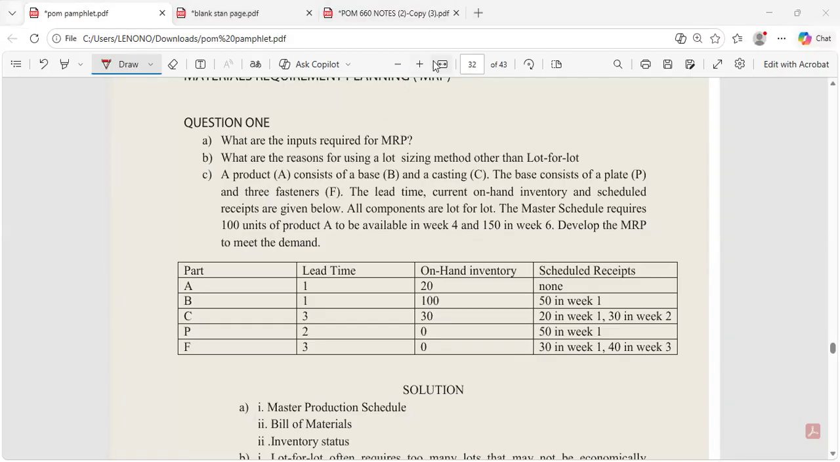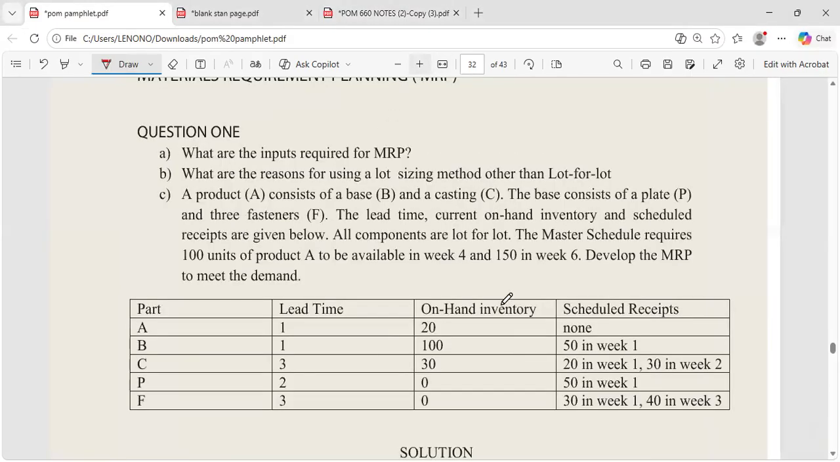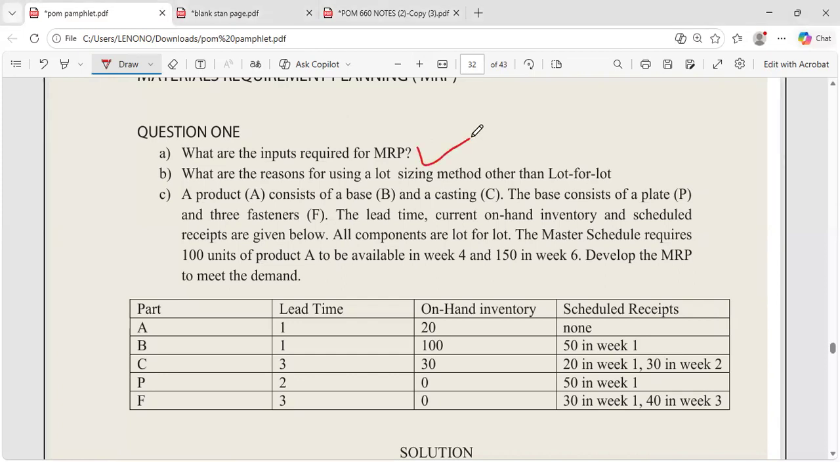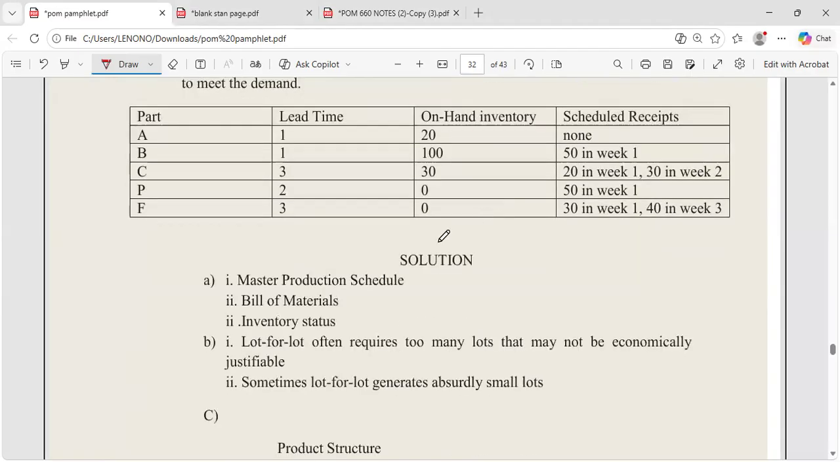Somebody can read this question for us. I don't know if you're able to see it. You're able to see it? Question 1. Yes, you can read for us that question. Okay, the first question is, what are the inputs required for MRP? Should I read all of them or we're going step by step? Okay, one by one. So what are the MRP inputs?